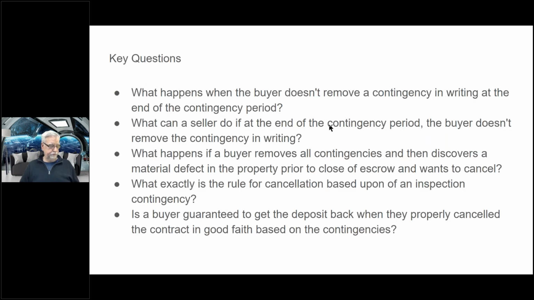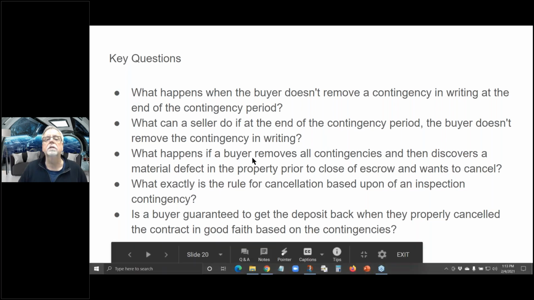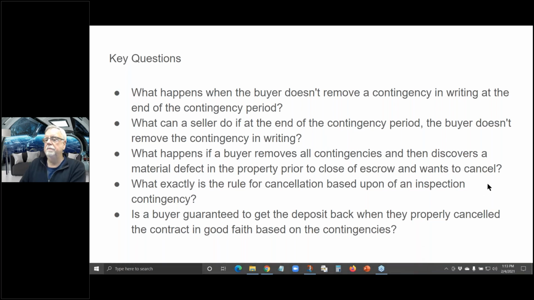Contingencies, how am I doing? What happens if the buyer doesn't remove a contingency? All right, I'm going to go through this a little bit quickly. What can the seller do? It says that the buyer has 10 days to remove all of their contingencies. 10 days have come and gone. The buyer isn't doing it. What happens? Does it mean that it's automatically canceled? Does it mean, yes, the seller's signature is evidence of the acceptance?